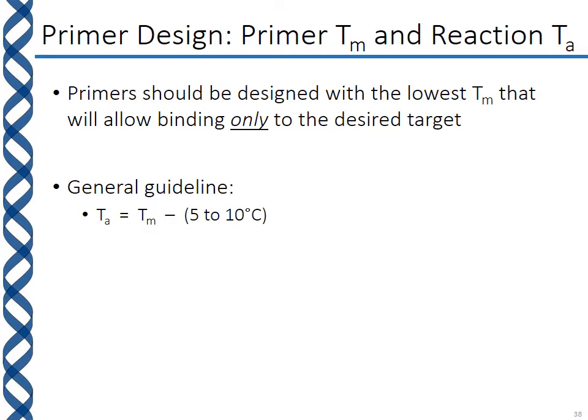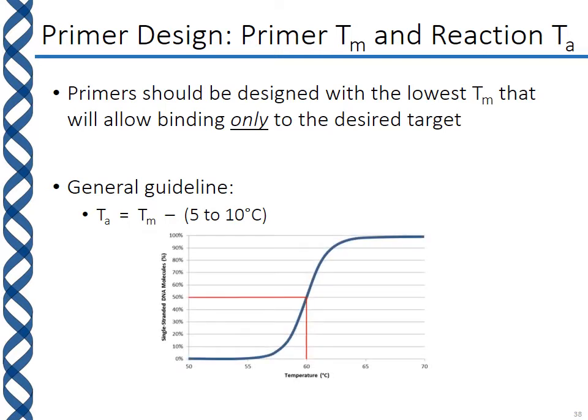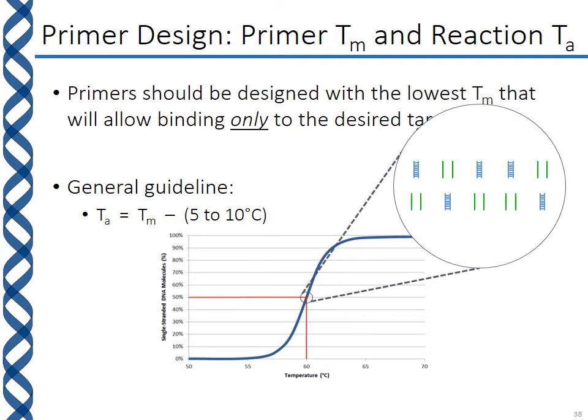That's the temperature of that annealing step. And so the general guideline is that you want your annealing step temperature to be 5 to 10 degrees lower than the TM of your primers. And let's take a look at the DNA melting curve to sort of visualize why that's the case. So recall that the TM is where 50% of the molecules are in their single-stranded formations, and so here they've been denatured.